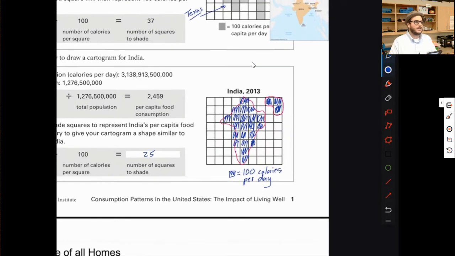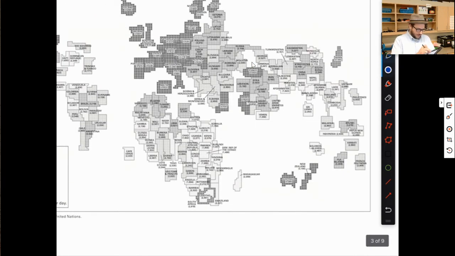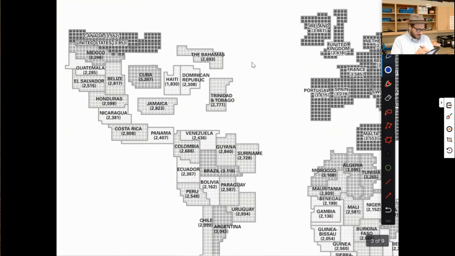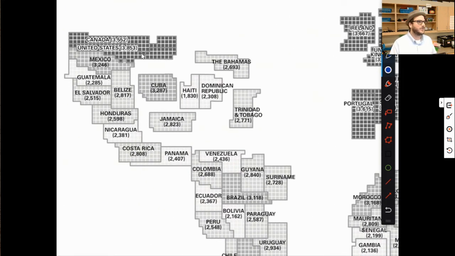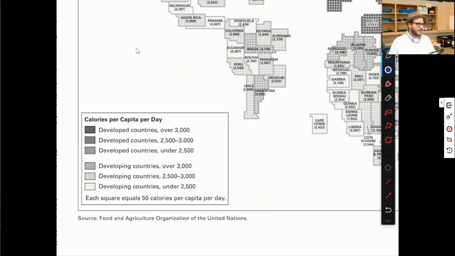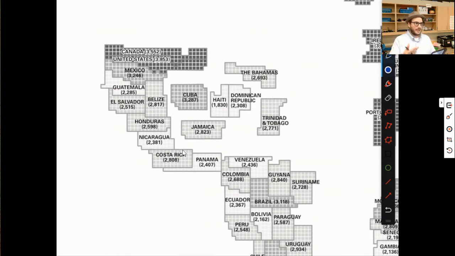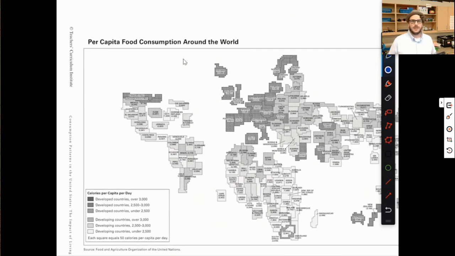And a lot of times on cartograms, like the map that you have on the back, you'll notice that it has numbers already on it. It tells you the number of calories, and then it has a key down here that says each square reflects 50 calories per day. Again, you don't need to be able to recreate these. You do need to be able to tell that countries that have more squares have a higher amount of calories being eaten per day, and you're going to do more of that later in the unit.